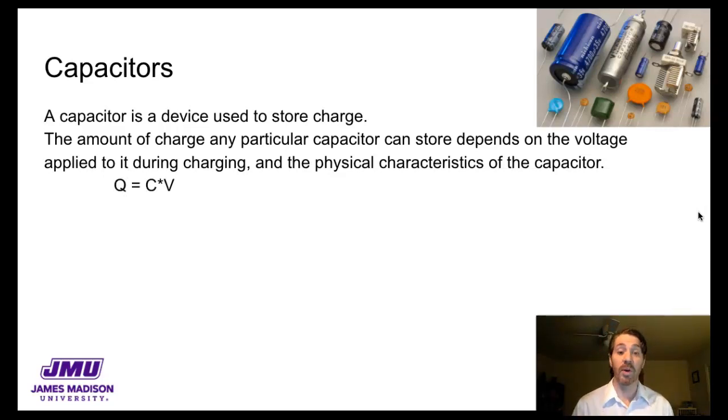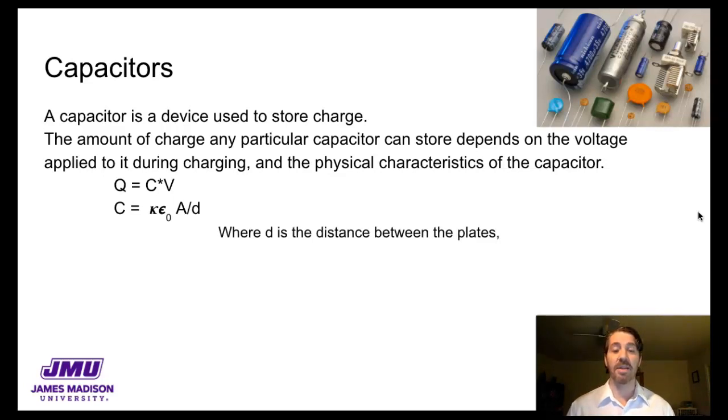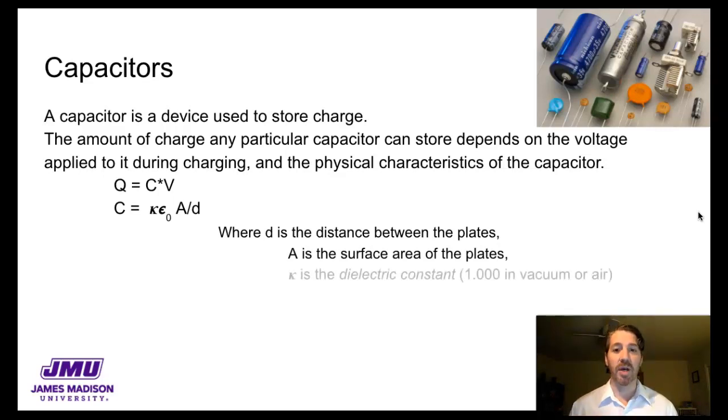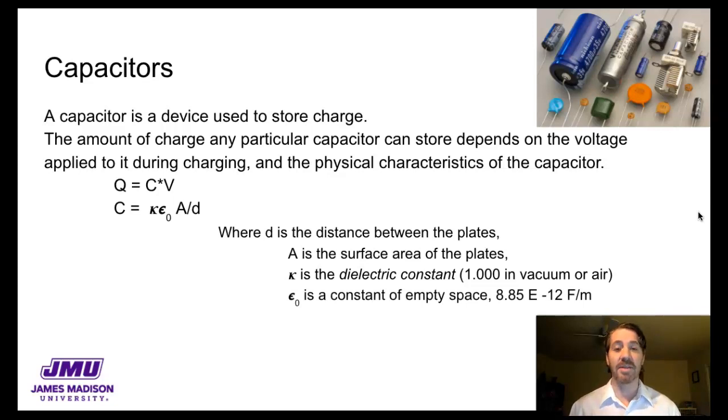According to this equation, the term C is called the capacitance of a particular arrangement of plates. The capacitance is defined by certain physical properties of the capacitor, including the distance between the plates and the surface area of the plates. That kappa in the equation has to do with what is in between the plates, and we'll talk about that a little bit in just a moment. And that epsilon naught is actually a constant of the universe, much like big G in the gravitational equation or little k in the Coulomb's law equation. So it's just a constant that you would put in anytime you needed to use this equation.